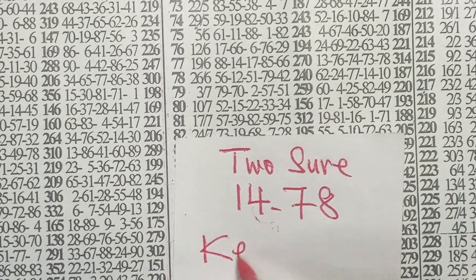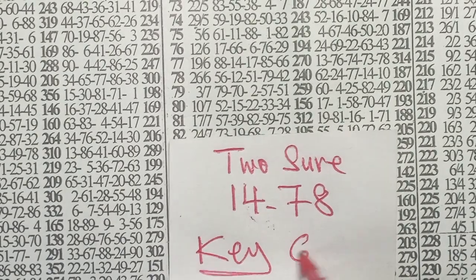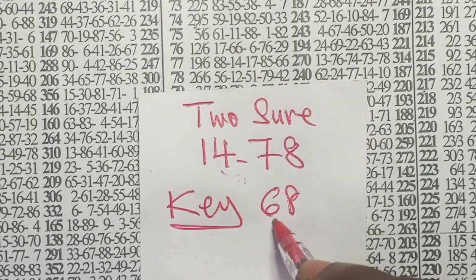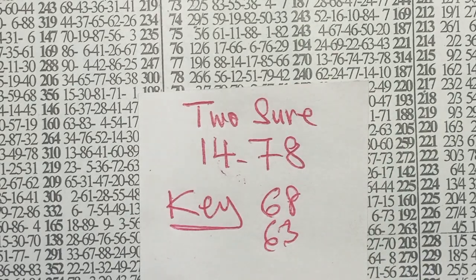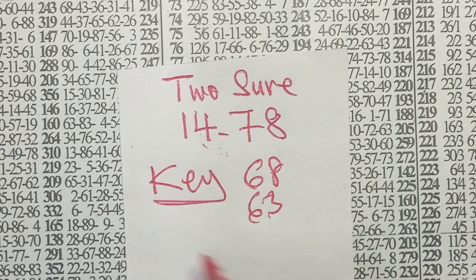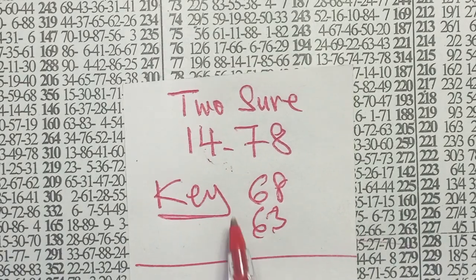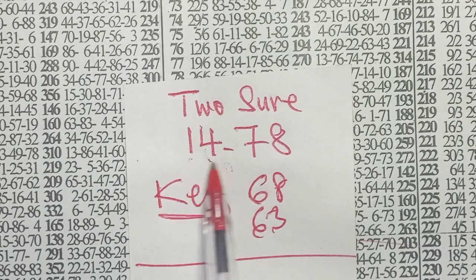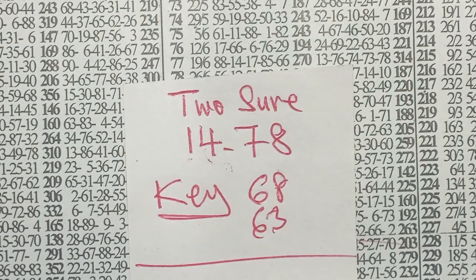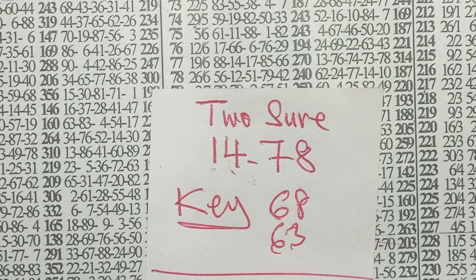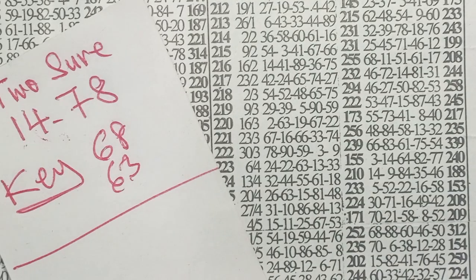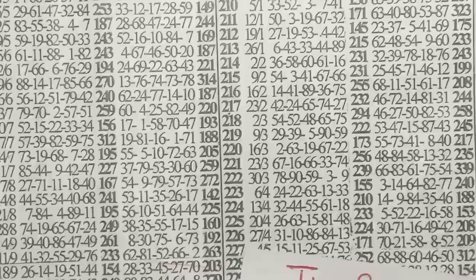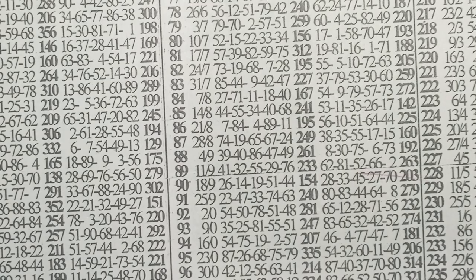The key for this number is 68 and 63. So 68, 63 are the key numbers that will provide you two directions for the numbers 14 and 78. All right. So let's go to the first one, which is from the National, and that one was the year 2022. And the second one, we take it from the Alpha Delta Tuesday, which is the year 2023.